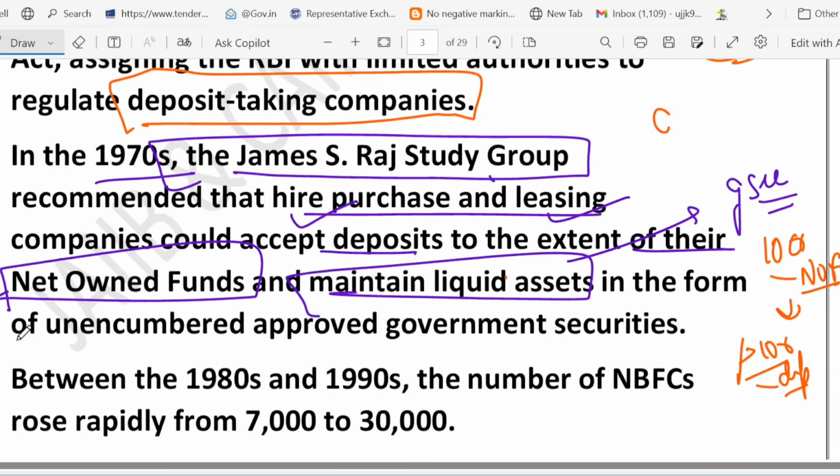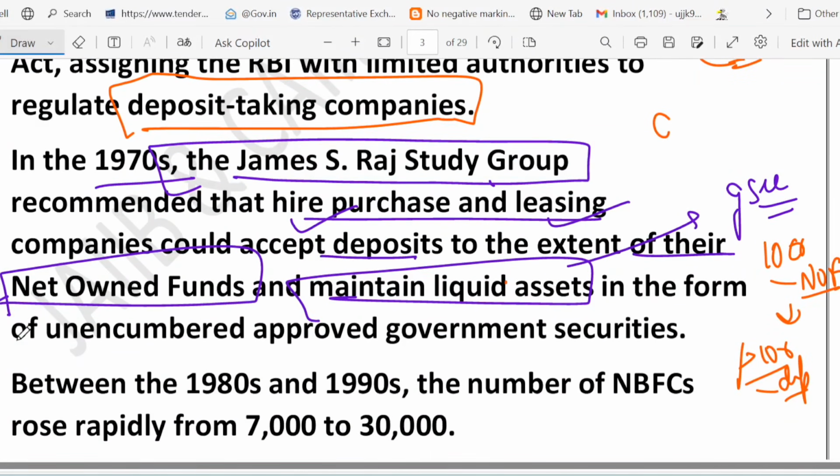Then another committee was formed. The first committee was the James Raj Study Group. Two things were recommended: that hire purchase and leasing companies could accept deposits to the extent of their NOF, and they should maintain liquid assets, right?